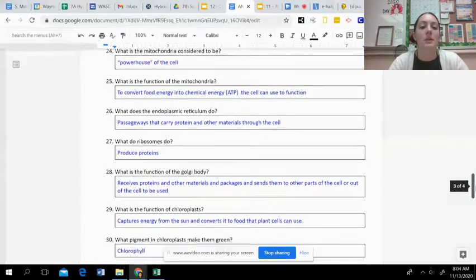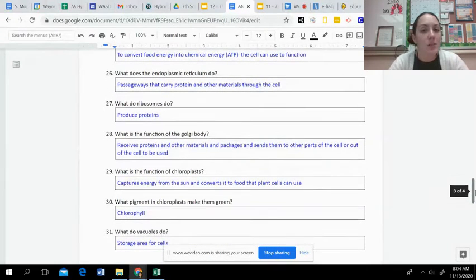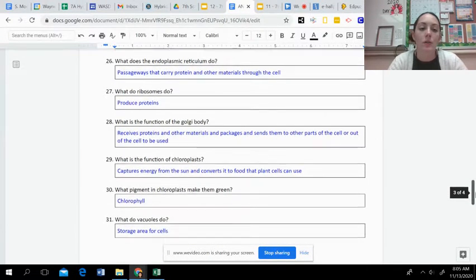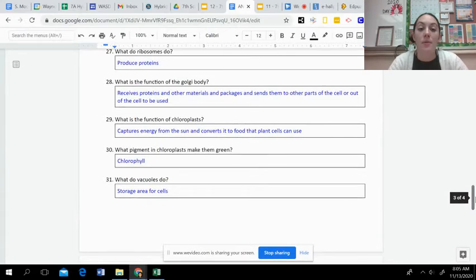Then the endoplasmic reticulum is just kind of a passageway. Ribosomes produce proteins. The Golgi body is kind of like a shipment area. So it receives proteins and materials, and then it packages them and sends them to where they need to go.